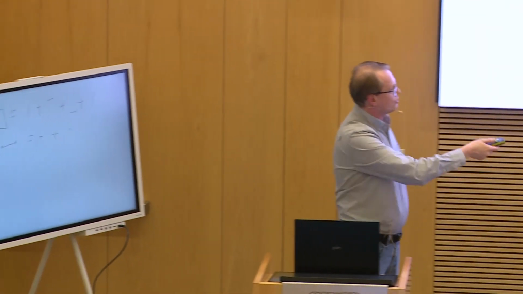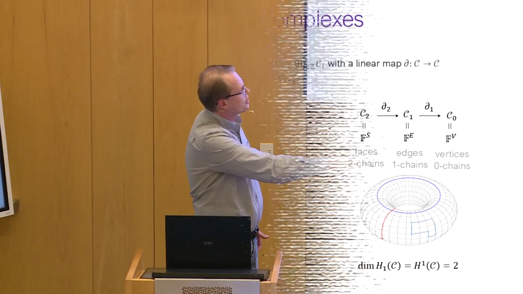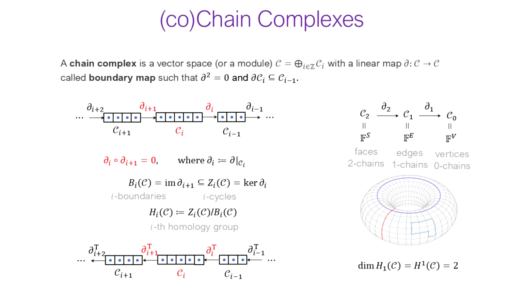It is well known, and you can see it from this picture, that the homology group has dimension 2, and here you can see the representatives of this homology. We have two big cycles in the torus, and they explain why the dimension is equal to 2.